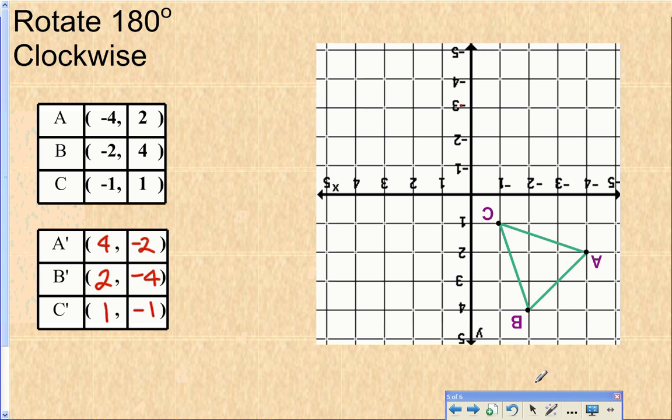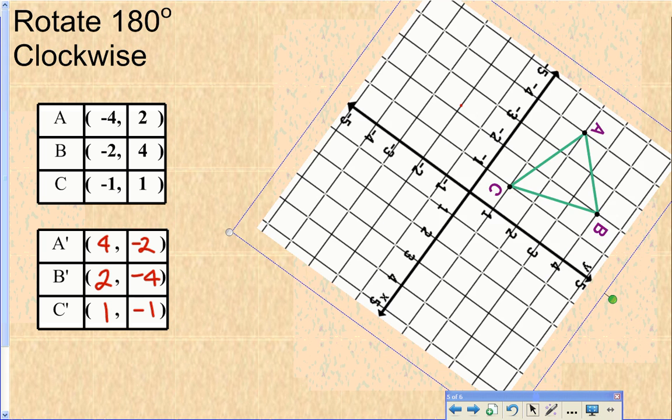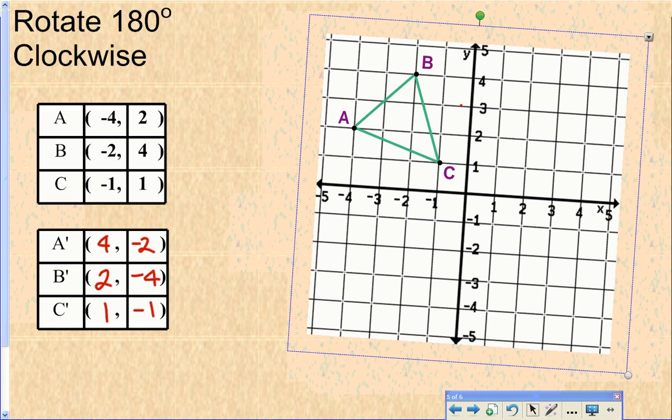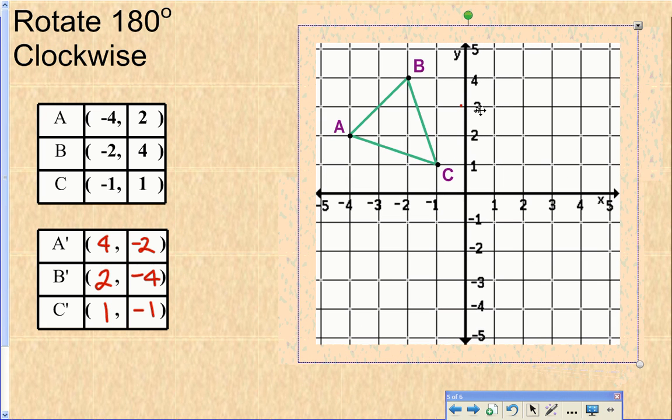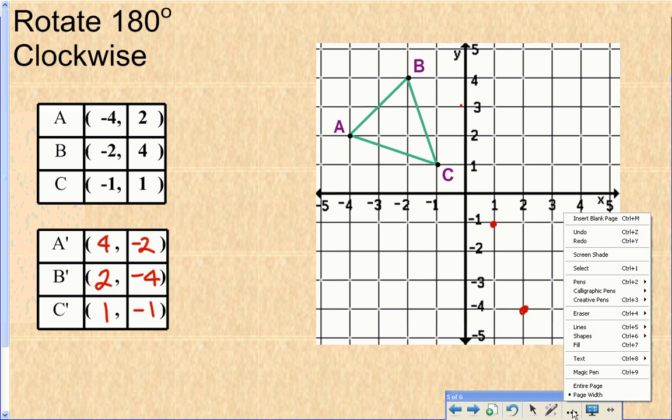So let's turn my paper back in the proper direction. So I'm going to turn my paper back around. And now I'm going to graph those points. 4, -2. B is at 2, -4. And C is at 1, -1. Let's connect the dots now.